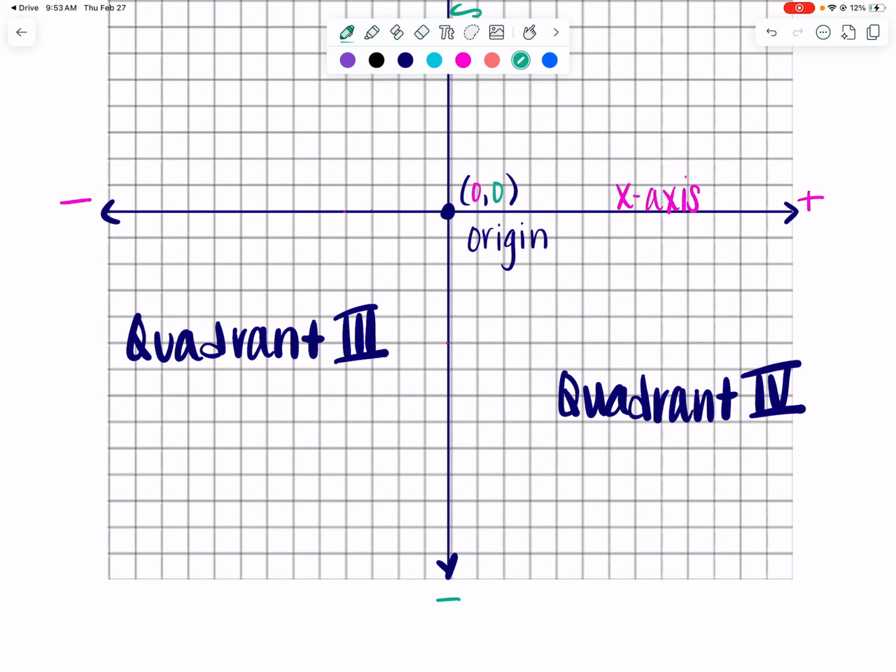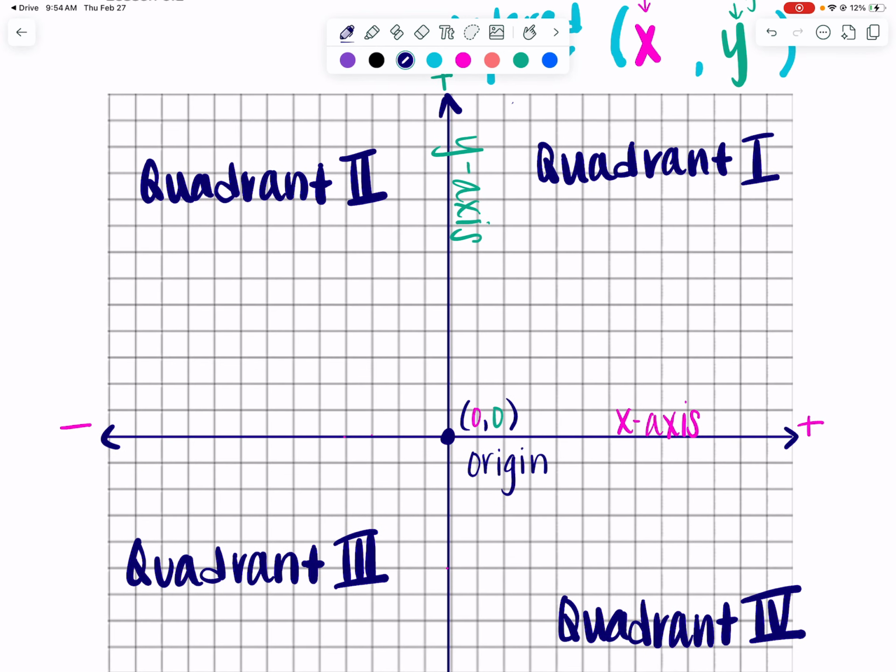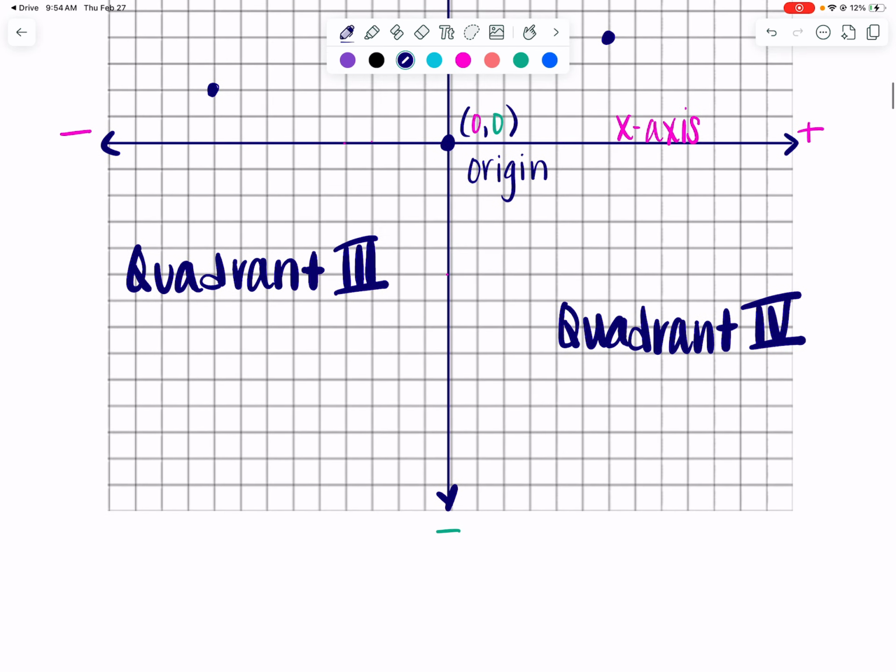Now let's plot some points. I am going to place some points on the graph, and then we'll talk about how to name them or how to label them as an ordered pair. I'm going to put one right here. We'll put one right here. We'll put one down here. And what the heck, I'm going to stick one down here.